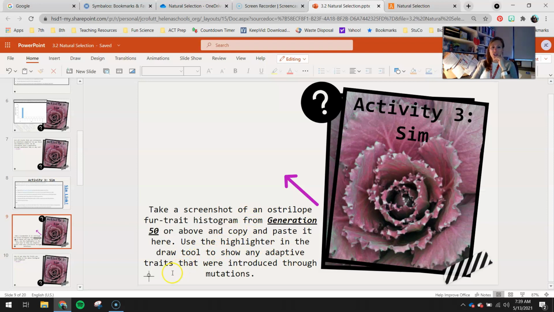Use your highlighter in the draw tool to show any adaptive traits. So we're only looking at adaptive traits that were introduced through mutations. These aren't going to be adaptive traits that already exist. They're going to be new traits that form from mutations. And I only want you to highlight the adaptive ones. Okay, so you would go in, use your highlighter and just either highlight or throw a stripe down the bar that shows you adaptive traits that came about from a mutation.